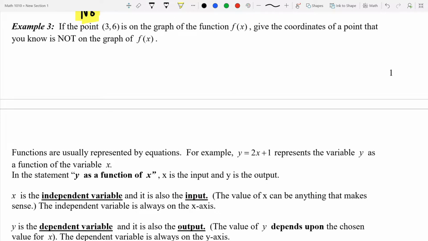If the point (3, 6) is on the graph of the function f of x, is how you say that, give the coordinates of a point that you know is not on the graph. Everybody try. Everybody in the room, quietly though. Write it on your paper, okay?